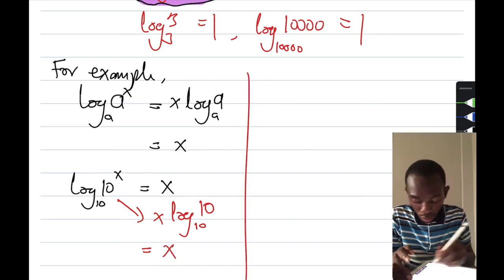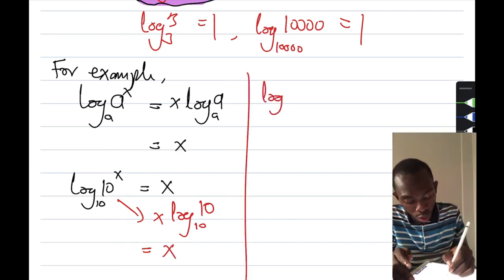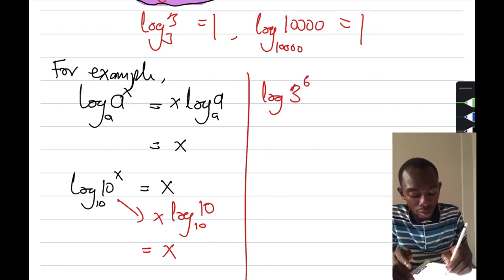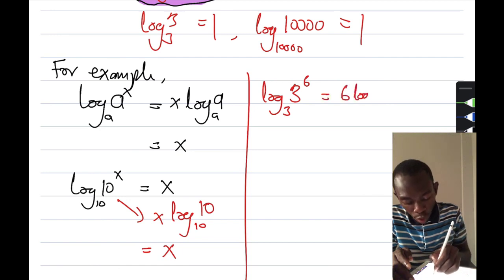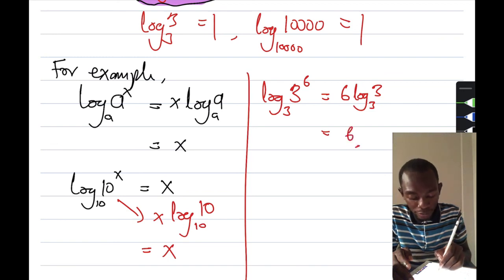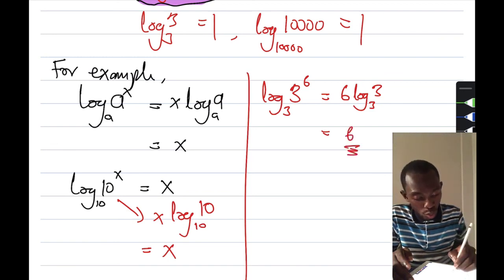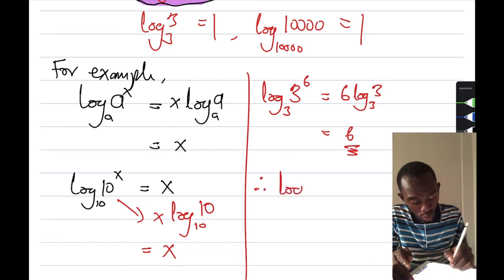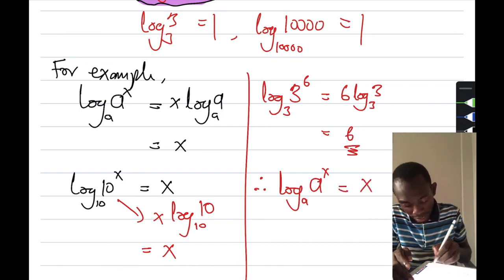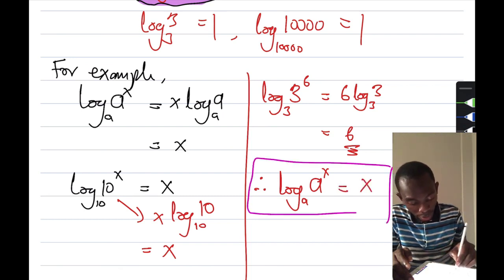Finally, let me add one more. If we have log 3 to the power 6 base 3, this will become 6 log 3 base 3. 3 base 3 is 1, therefore your final answer is 6. So let's cement this claim. So the log of a number to a particular power to the same base is equal to x. This is something that you want to keep in mind.